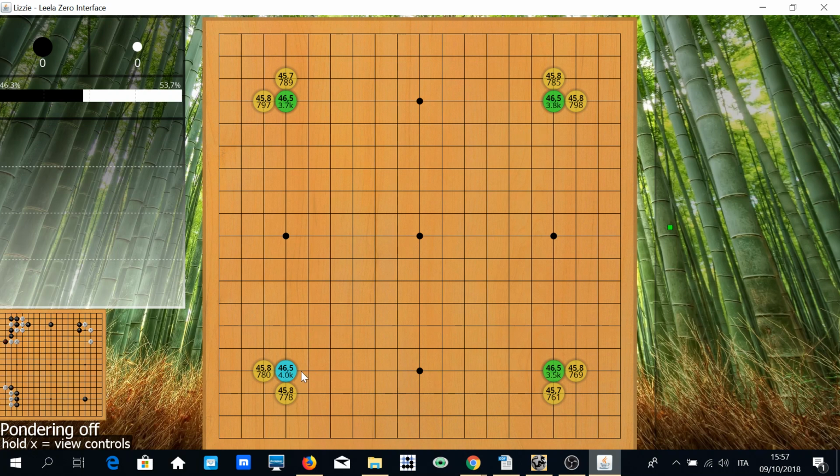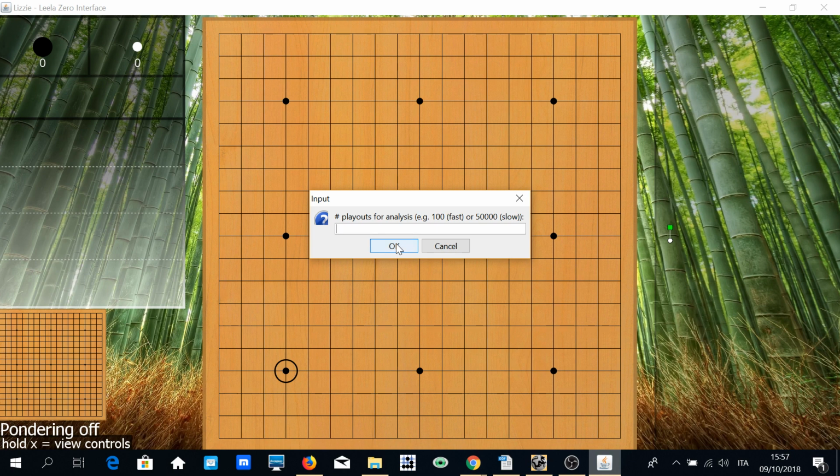For instance, let's look at this blue hit point. 46.5 is the probability that if black plays at this point, black will win the game. So if black plays here, for instance, starting the position here, it has a 46.5 probability to win the game. When you play here, usually this stops working, but no problem.